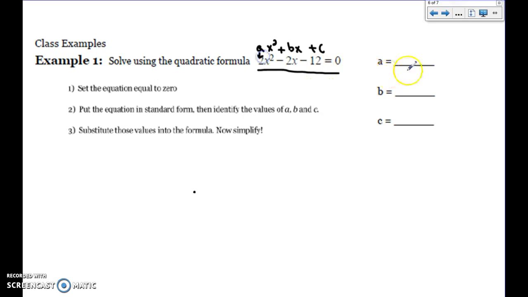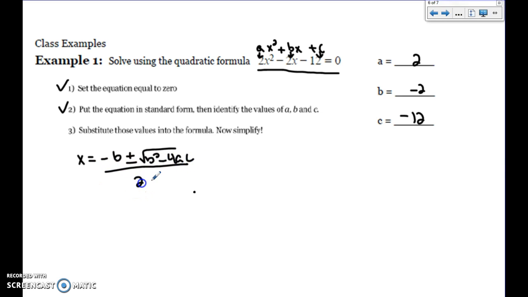So whatever's in front of x squared is a. In this case, a is 2. B would be negative 2 because that's what's in front of the x. And then c is your constant, so in this case it's negative 12. So step 1 is done. Step 2 is done. Now we're going to substitute these into the quadratic formula. So x equals negative b plus or minus radical b squared minus 4ac all over 2a. Okay? That's your quadratic formula.